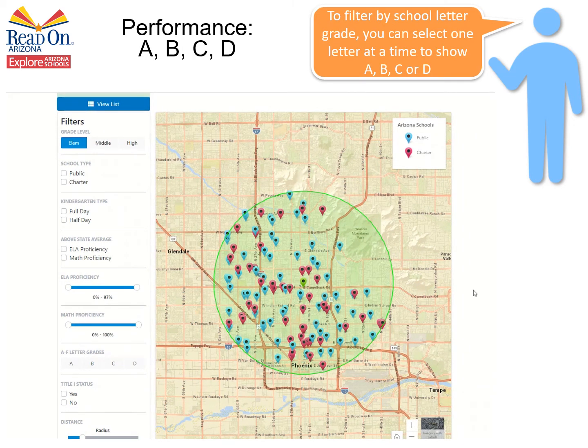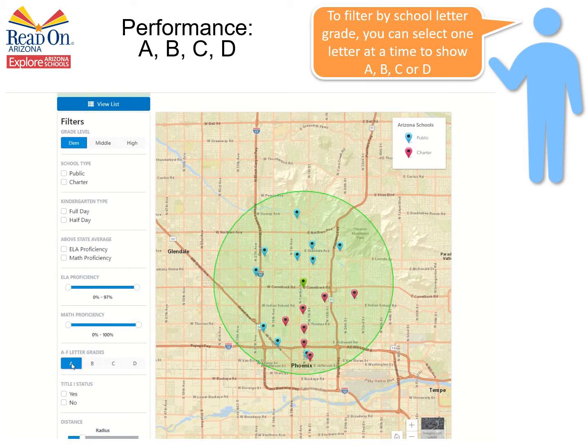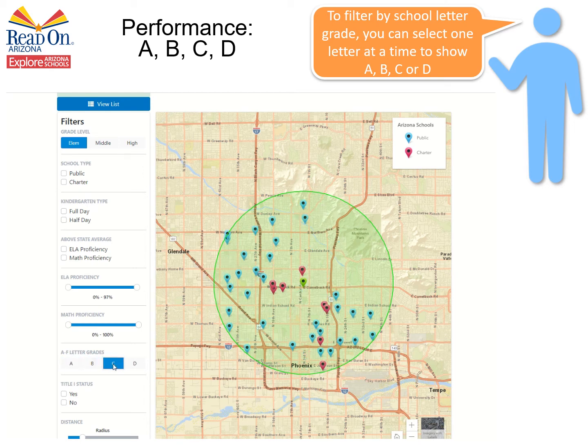Now let's filter the schools by letter grade. You can click on each letter to see the schools that have earned that ADE letter grade. Please note that this feature only allows you to select one letter grade at a time. So clicking on A, B, C, or D will show the schools with that ADE letter grade.